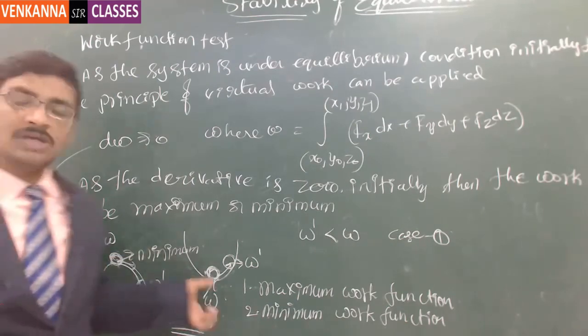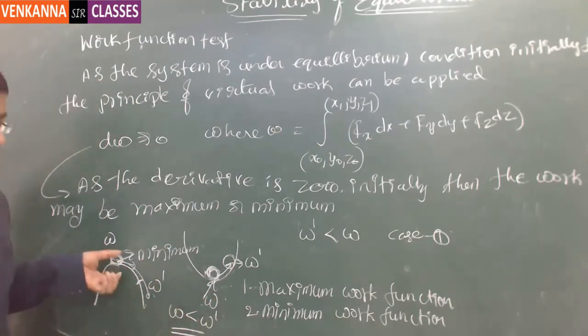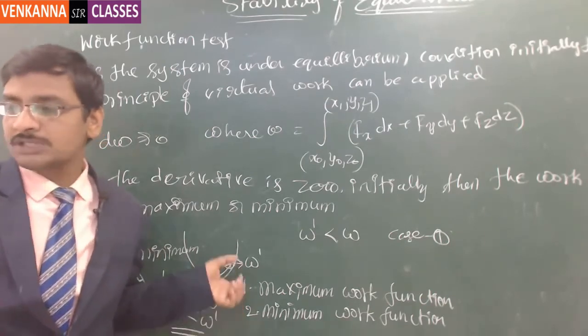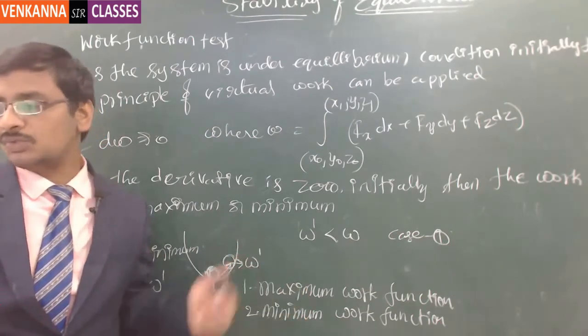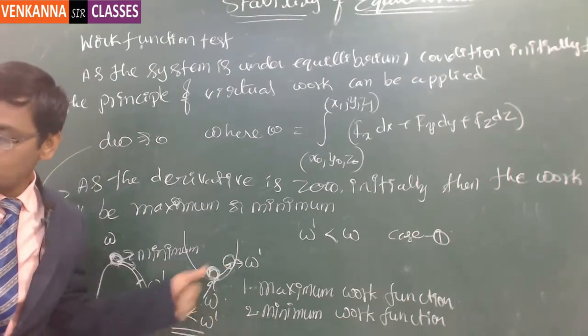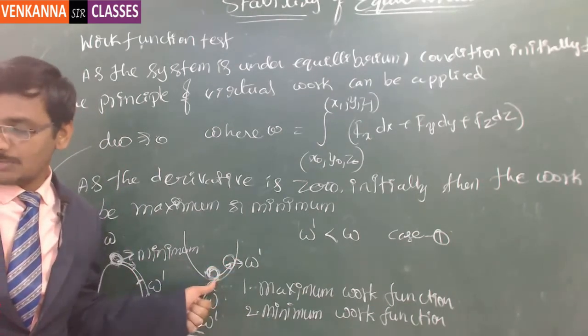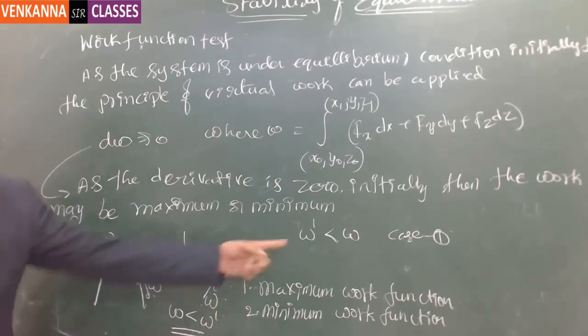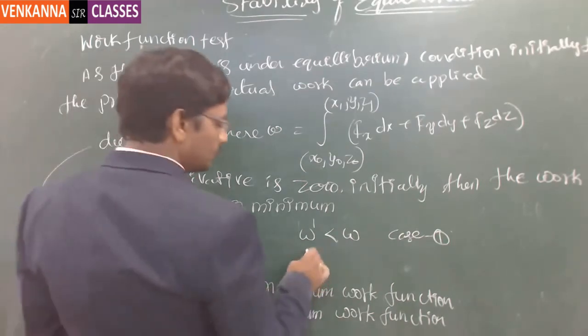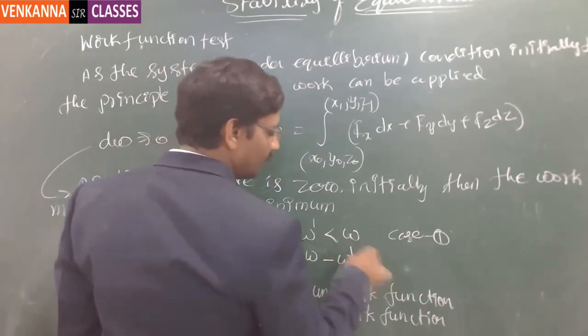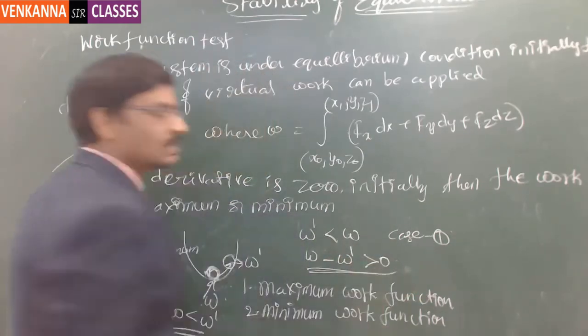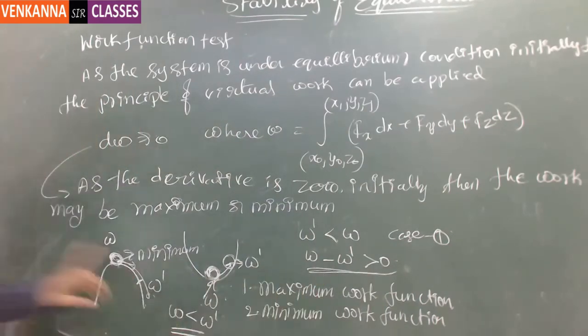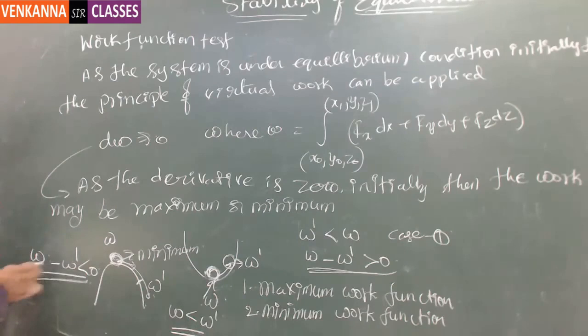So as and when there is a positive force, if you apply a force and it moves further, we say that there is positive work done by the force. Suppose it is moved back, then negative work is done. So if W dash is less than W, then W minus W dash will be greater than 0, obviously. This is the positive work. In this particular case, W minus W dash is less than 0, so this is negative work.